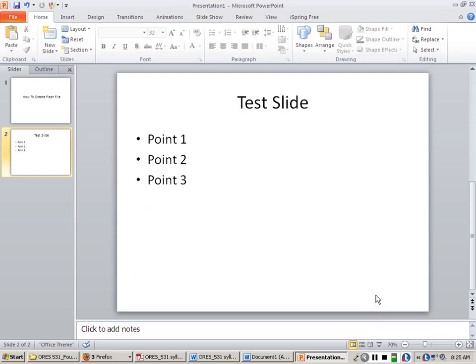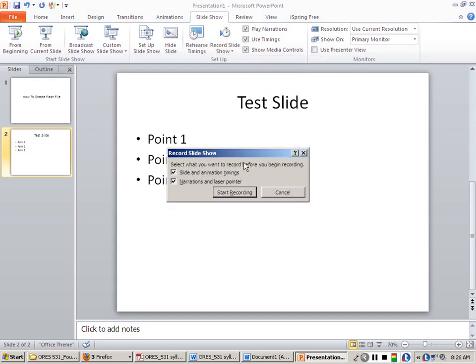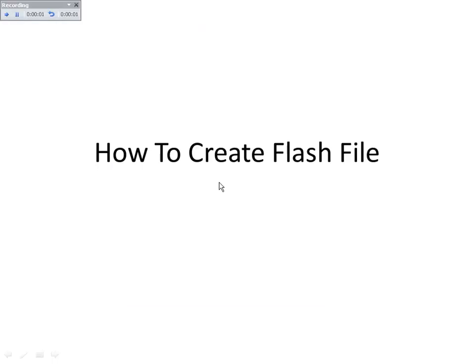Once you have that though, you can simply go to slideshow and you'll record slideshow. Now you can either start recording from the beginning of your slideshow, or you can start recording from the current slide. Once you record from the beginning, you'll see this icon that says select what you want to record before you start. You want the slide animation and you want the narration and the laser pointers. If you have those two things, you can then start recording. It opens and allows you to start recording your flash file.